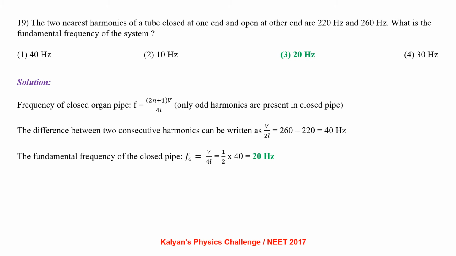The frequency of a closed organ pipe is given by (2n plus 1) V by 4L. In a closed organ pipe, only odd harmonics are present. So the difference between two consecutive harmonics can be written as V by 2L, that is equal to 260 minus 220, coming out to be 40 Hz. Now the fundamental frequency is V by 4L, so it comes out to be 20 Hz.